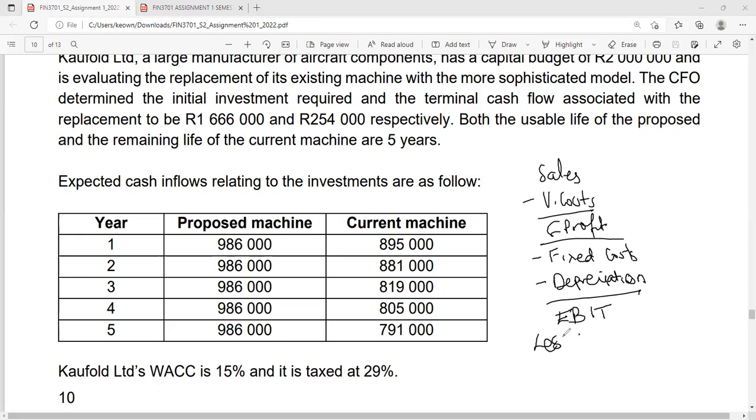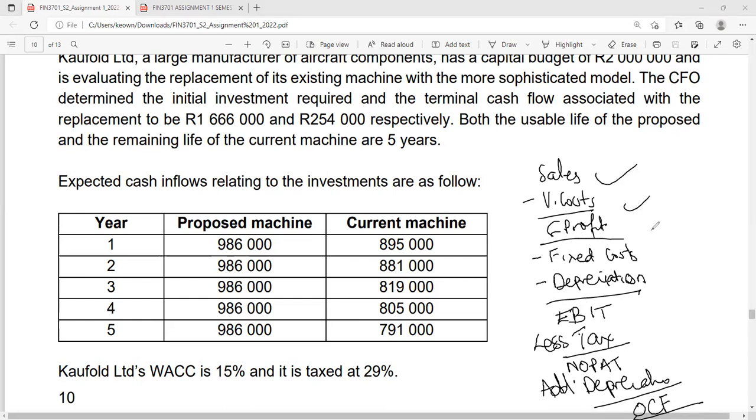Then we remove tax, then we get NOPAT, then we add depreciation, and then we get the operating cash flow. So this was done for you already. All of this has been done for you. You are already here. So there's no need for you to then apply tax again. So don't worry about this tax rate. It's already been accounted for.